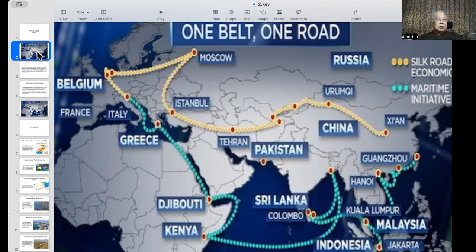So I will present this in two parts, basically. The first part is using the AI, ChatGPT, to give you what the West considers this as Belt and Road. And then at the end, I will present my own reasoning.